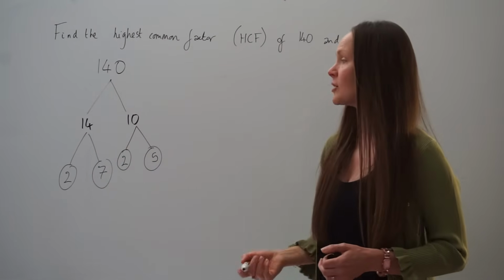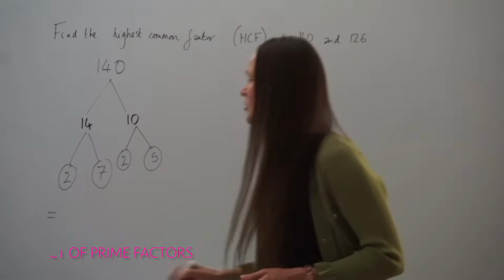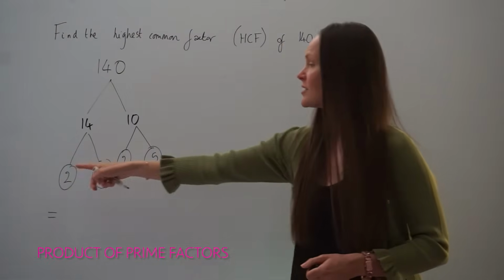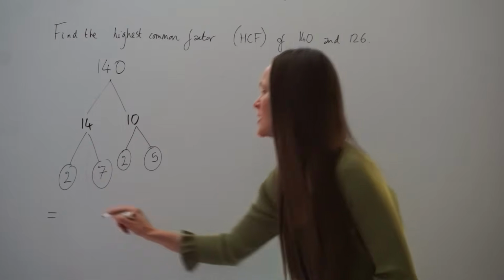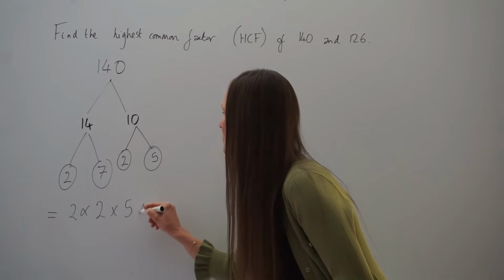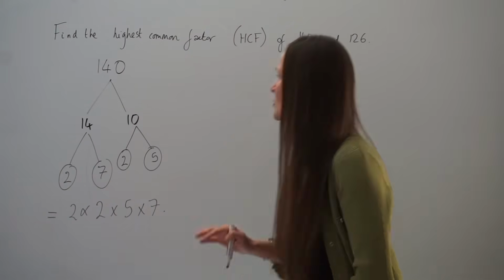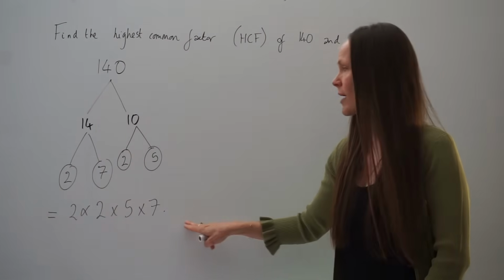So at the end, I'm just going to write the number 140 as a product of its prime factors. So I just take each of these numbers that I've circled and multiply them together. So 2 multiplied by 2 multiplied by 5 multiplied by 7. Okay, so there is 140 written as a product of its prime factors.